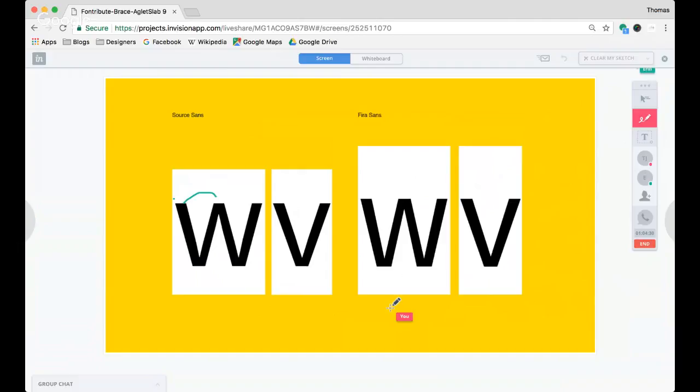Maybe not. I don't know. The height is messing with me. I know the height's going to mess up that analysis. I do feel like these seem wider. These are kind of right. The tapering is much more dramatic in Source Sans versus Fira Sans. I think that's why these crotches are deeper down, to compensate for that difference.